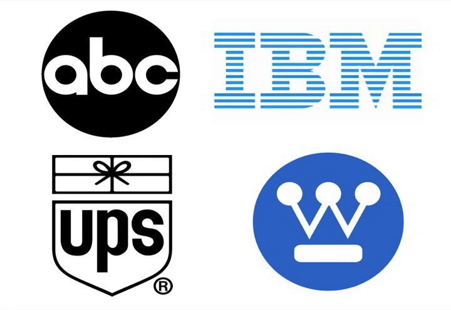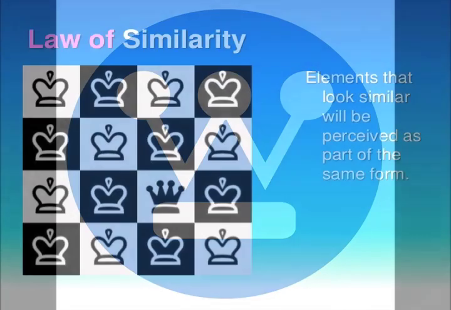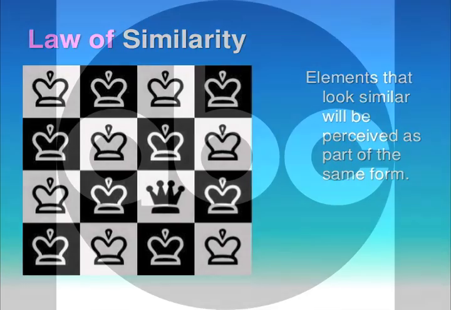What I would like to do is look at four of the most iconic logos Rand created in his most prolific and influential years as a graphic designer in the 1950s and 60s, and show how the Gestalt principle of similarity may or may not be at use in these logos. The simple definition of the Gestalt principle of similarity is that elements that look similar will be perceived as part of the same form.